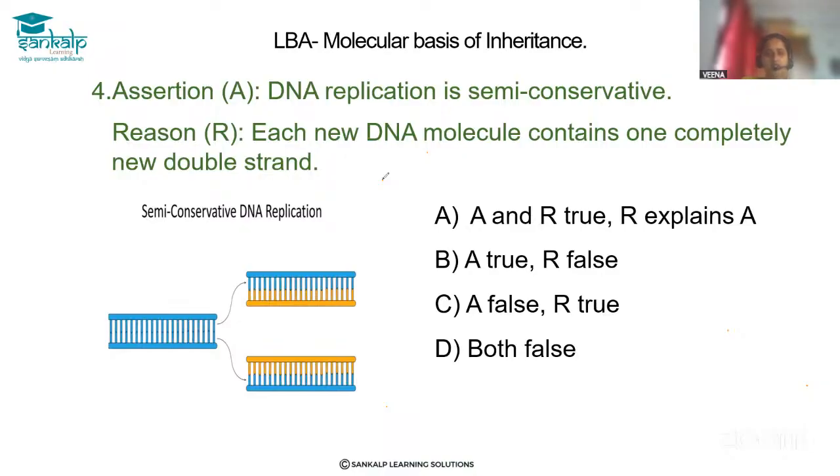Let's solve question 4. Assertion: DNA replication is semi-conservative. Reason: Each new DNA molecule contains one complete new double strand. Dear student, please read both the assertion and reason properly. The assertion is DNA replication is semi-conservative. Is it correct? Yes. DNA replication is called a semi-conservative process. Why is it semi-conservative?